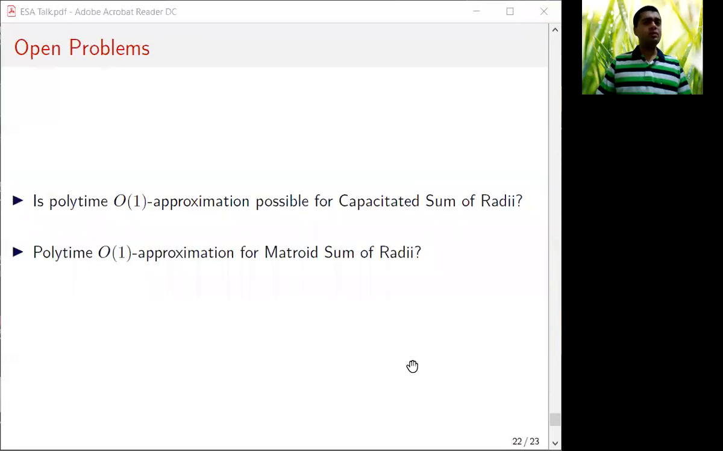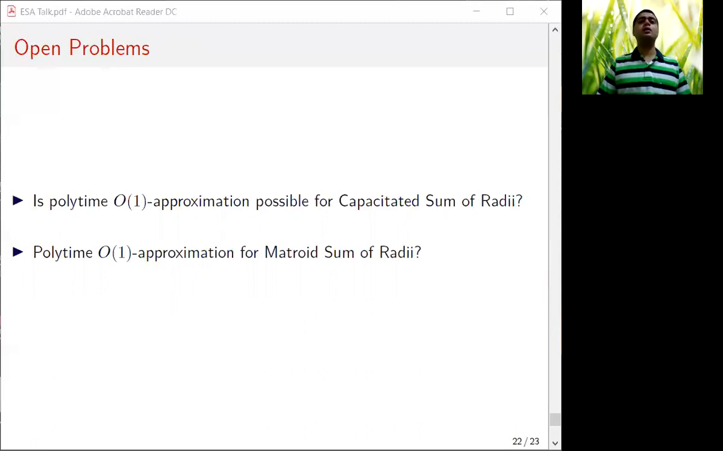So there are a couple of open questions arising from this work. First of all, we saw that there was some indirect indication that a polynomial time constant approximation may be difficult for this capacitated sum of radii, which is why we resorted to an FPT algorithm. But can we in fact obtain a constant approximation in polynomial time, or can we show that that's not possible? So that's one open problem.